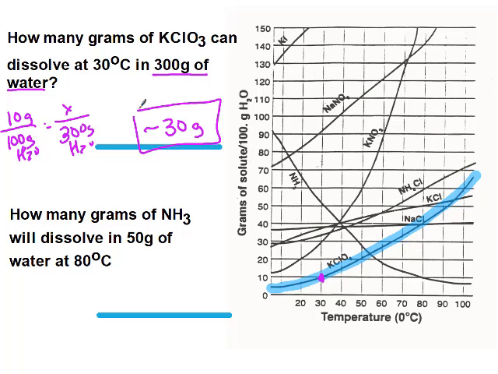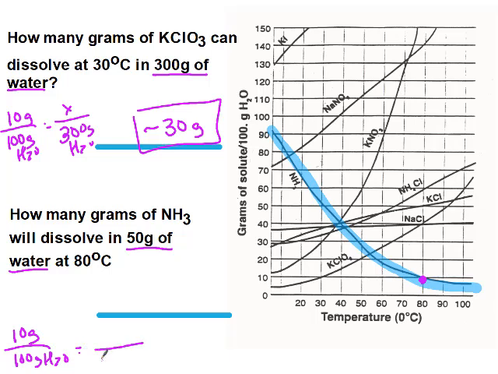Go ahead and pause the video and try the next one. Again, we don't have 100 grams of water, so you should be setting up a proportion. So here at 80 degrees, we can also dissolve about 10 grams. So 10 grams in 100 grams of water, but we have 50 grams of water. Since we have half the amount, we should be able to dissolve half the amount.